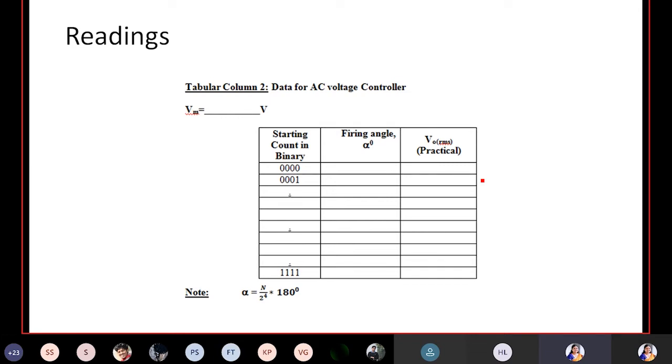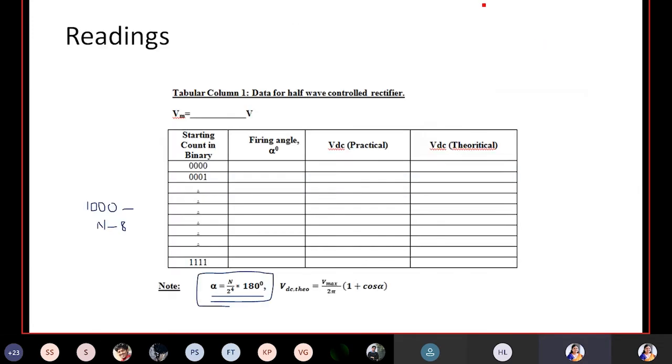After taking down the readings, you have a few graphs. You need to plot alpha versus VRMS, and in the previous case also, you need to plot alpha versus VDC. Whenever you are drawing graphs, it is using practical values. Then we will observe how output DC voltage and output RMS voltage vary as alpha varies. Okay, this is all about this experiment.